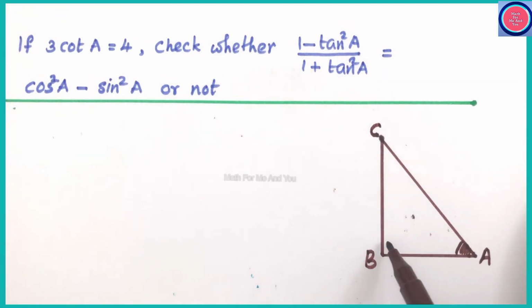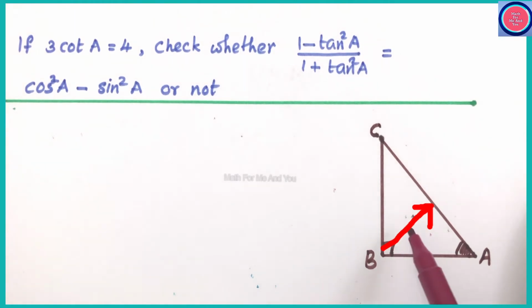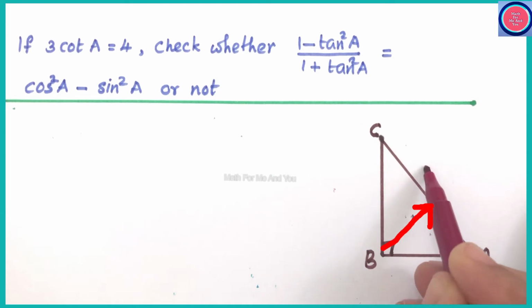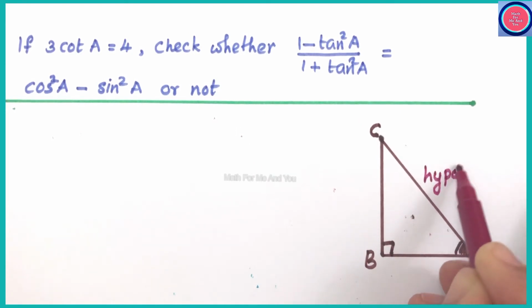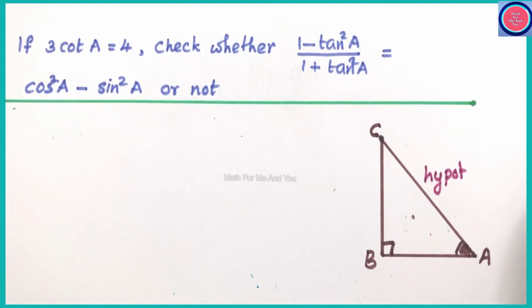Which angle is the right angle? 90 degree angle is angle B. And one thing we know, the side opposite to the right angle, what is that side? This will be the longest side of the triangle and its name is hypotenuse. Look at here, which side is hypotenuse? Yes, AC is the hypotenuse of this triangle.